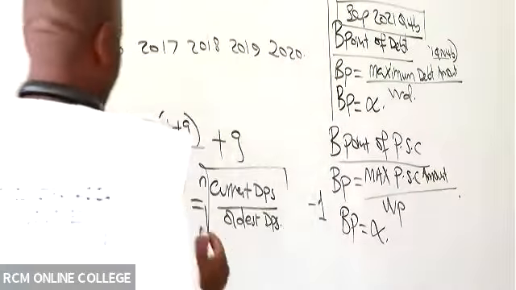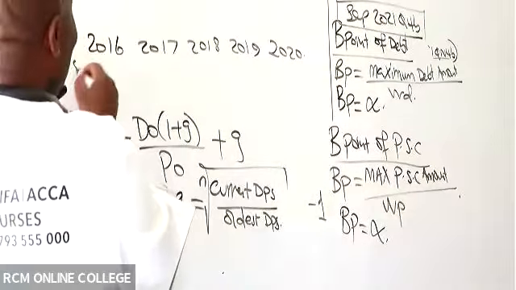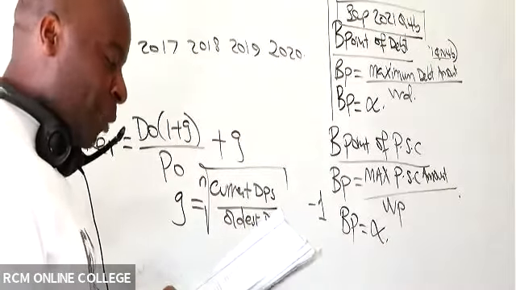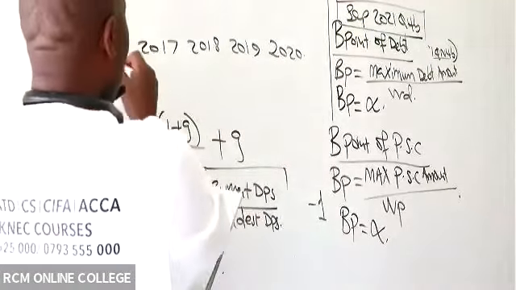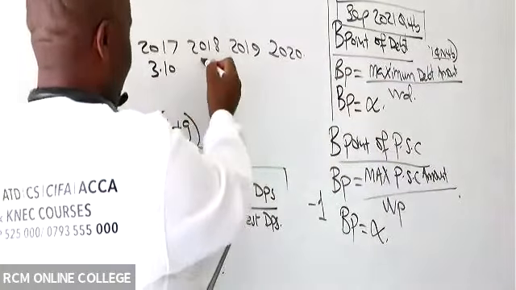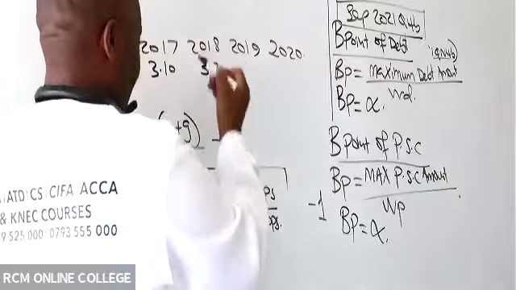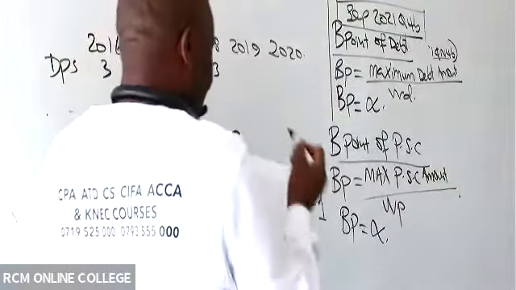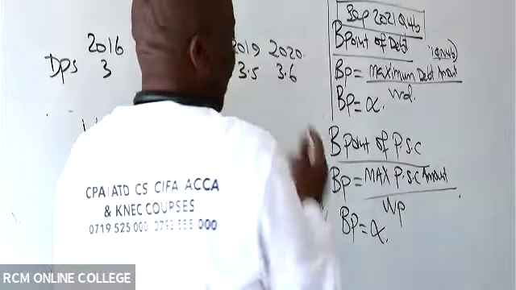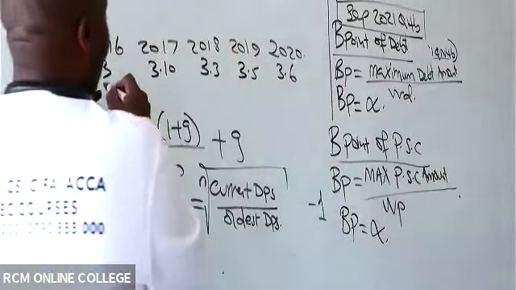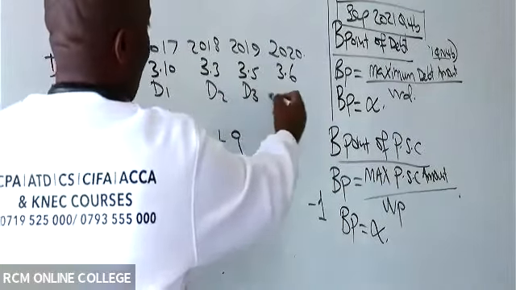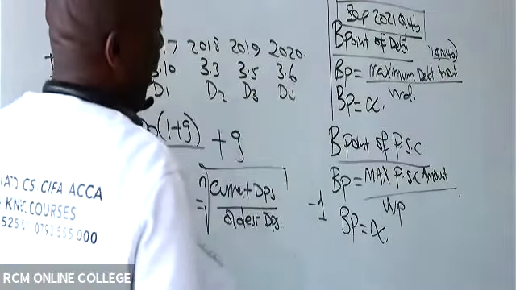So the DPS, don't copy EPS. They're putting EPS there to confuse you, because they would want you to repeat this paper. So DPS is 3.10. Then we have 3.30. Then we have 3.50. And then lastly, 3.6. So remember the very oldest, it will be this one, D0, D1, D2, D3, and then D4.